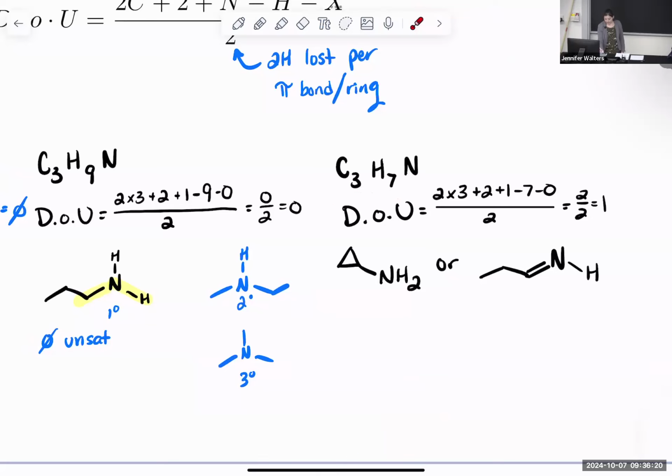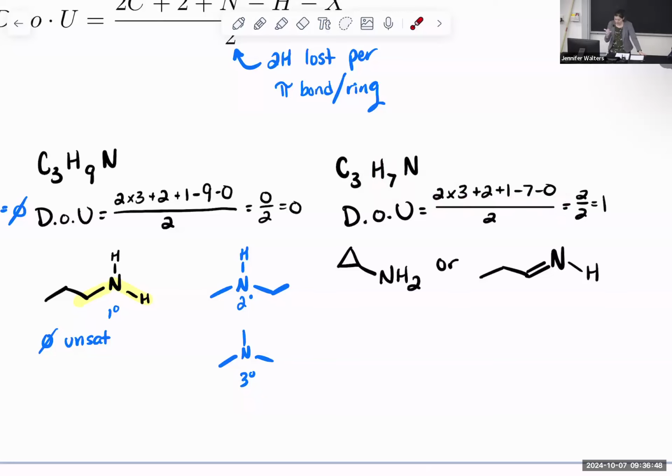If you are now C3H7N, I can compare to my maximum, and I see that I've lost 2 hydrogens. So that alone tells me I had to have 1 unsaturation. That I expect you to be able to do without the formula. But if I have the formula memorized, it becomes easier because then I just plug everything into the formula. It's 2 times 3 is 6, plus 2 is 8, plus 1 is 9, minus the 7 that I see. That is 2 over 2 is 1.